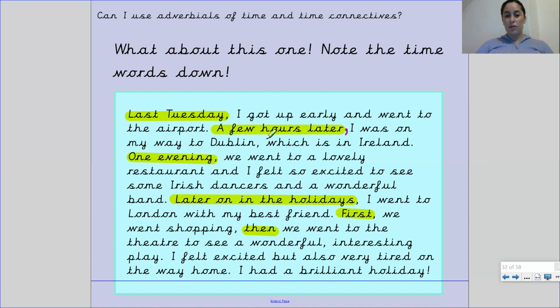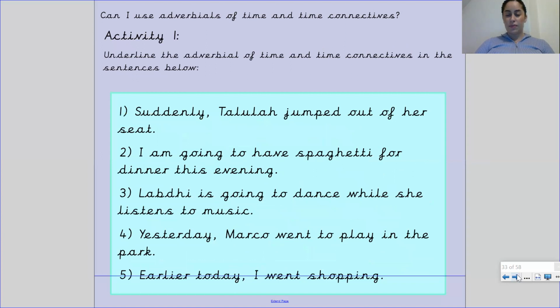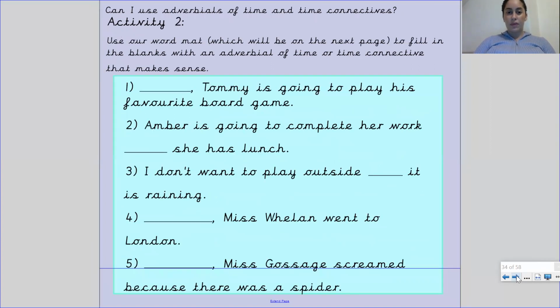So now we've looked through and we've spotted quite a few adverbials of time or time connectives. Now it's your turn. Can you please choose the activity that challenges you the most? So if you feel like you've had a go at doing activity 1, but that's not challenging enough for you, you must have a go at activity 2. So you must challenge yourself. You're going to underline the adverbial of time and time connective in the sentences below. So you're going to have to write the sentences down and underline the adverbial of time or time connective.